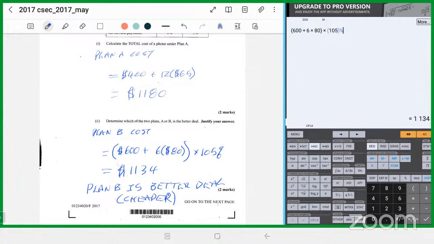But I got that one. Anybody did this part another way and get the 1134? You get the 1138? And they do the 6 times this, and that gives you 480. And you have to add the 5% to that as well. If you do that, you're going to get the same answer.